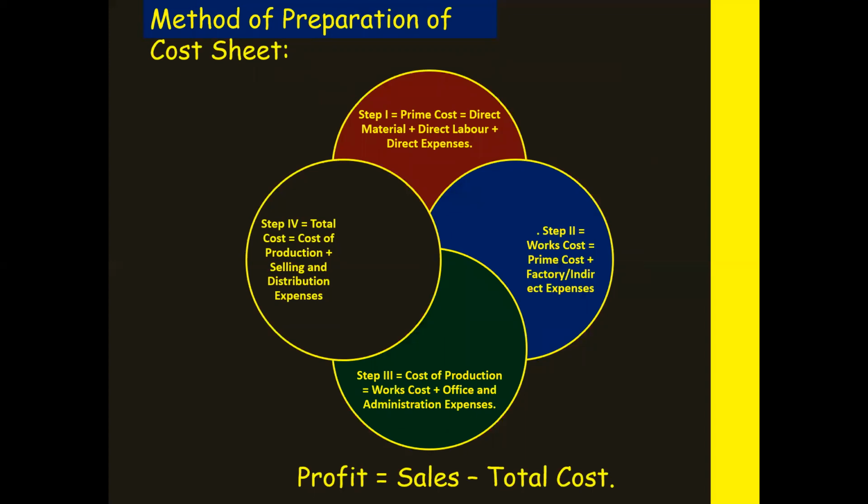Step three, cost of production, which is work cost plus office and administration expenses. Step four, total cost: cost of production plus selling and distribution expenses. And what is profit? Profit equals sales minus total cost. So we can clearly see here that the work cost includes prime cost and cost of production includes work cost. So the total cost includes all three costs. It is the summation of all three costs plus all the selling and distribution overhead.